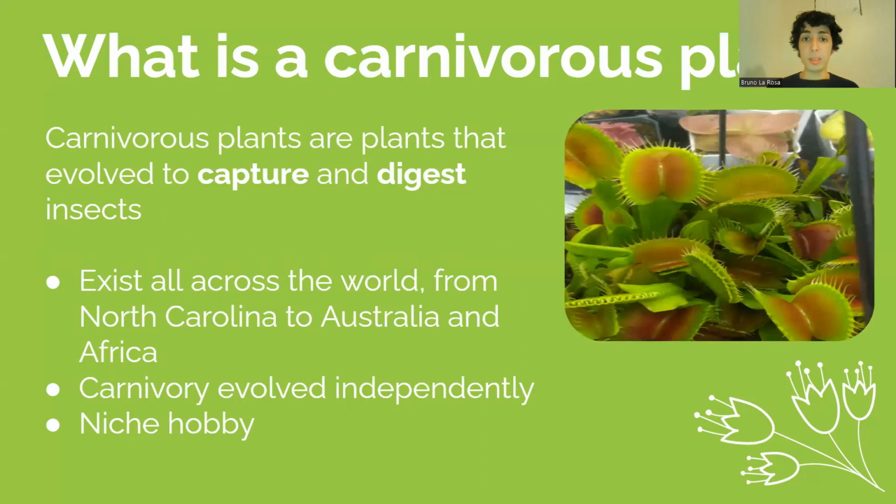Well, a carnivorous plant is a plant that has evolved to capture and kill and digest insects. And they exist all over the world, from the sandy beaches of Australia to the bogs of North Carolina to all kinds of parts in Africa. Now, these plants, they all evolved carnivory independently, so it's a pretty common adaptation. And a lot of horticulturalists love to grow carnivorous plants. It's kind of a niche hobby, and I'm also one of them.